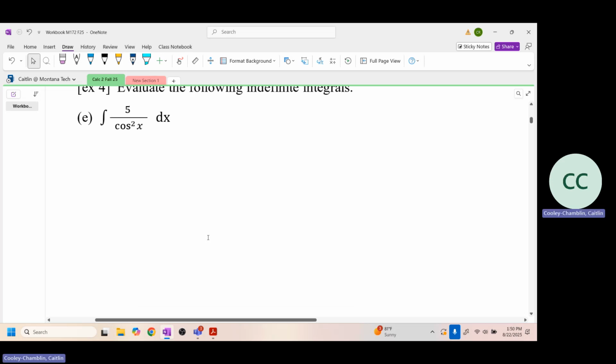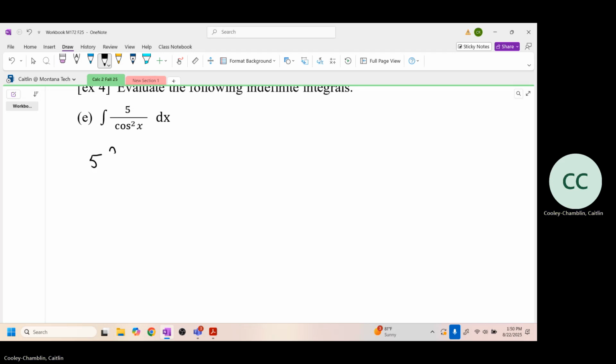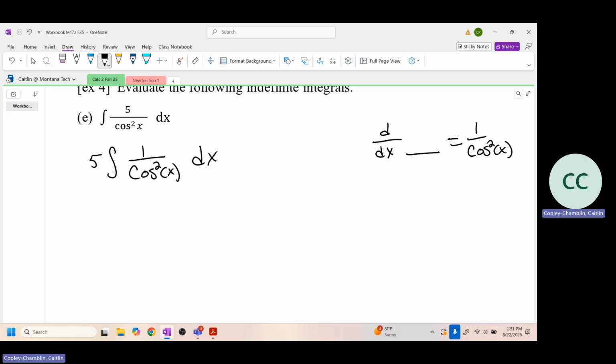Okay, so going to do some manipulations here. I get 5 times the integral of 1 over cosine squared x dx. And I want to know what derivative gives me 1 over cosine squared. So d/dx of what gives me 1 over cosine squared x? Let's go look.